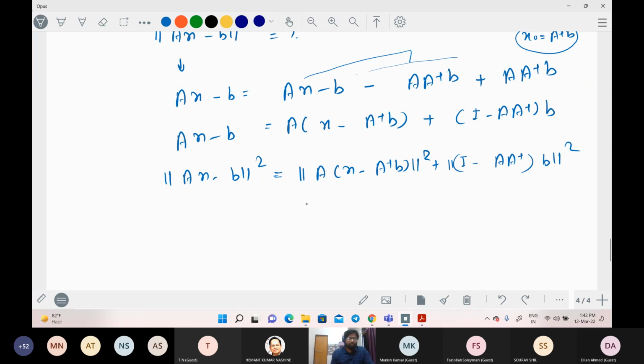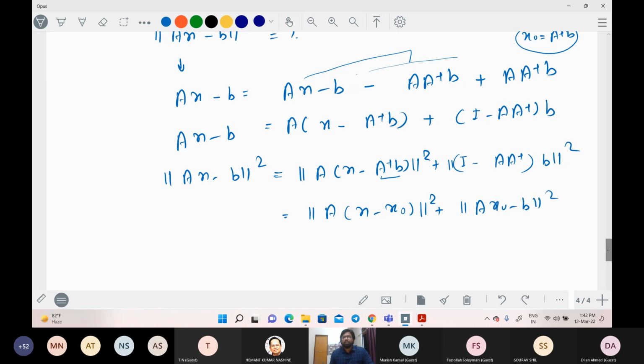And you will see, if you simplify this, this comes out to be norm of A, and I can write this as, because this is your x0, x0 equal to A dagger b, so we can get this as norm of Ax minus x0 whole square, and also this next term comes out to be norm of Ax0 minus b whole square.